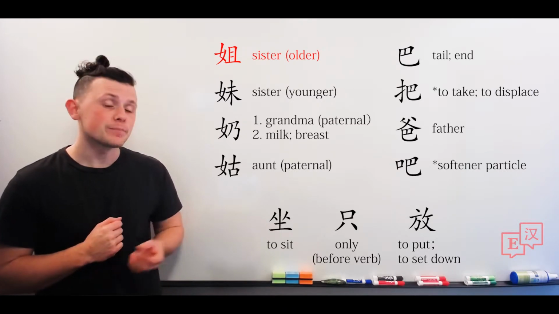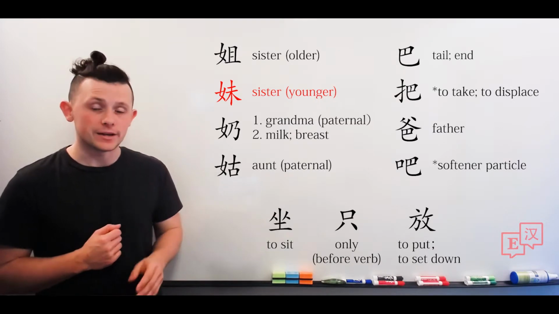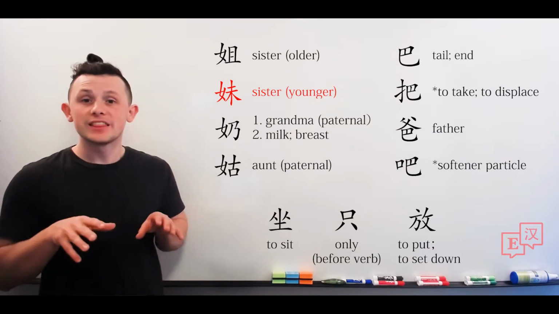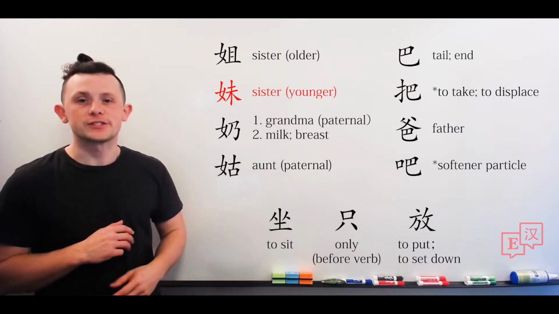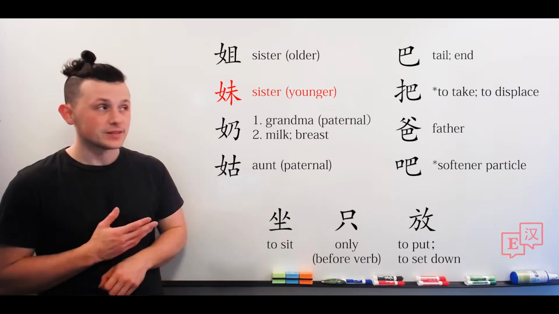The next character, Mei. Mei, like beautiful with a falling tone. This character means your younger sister. Mei.